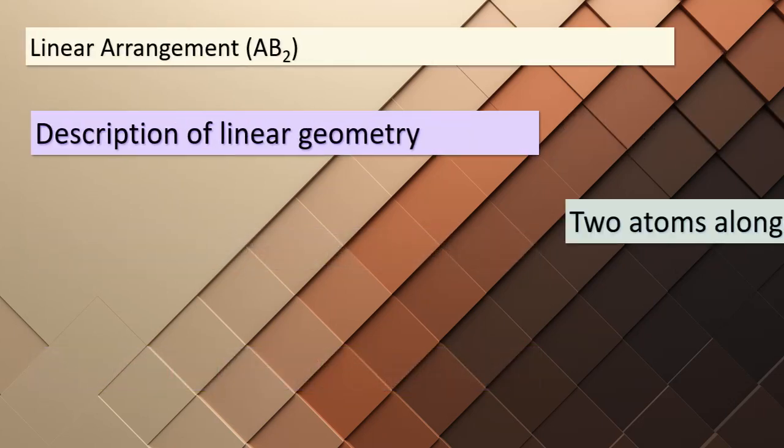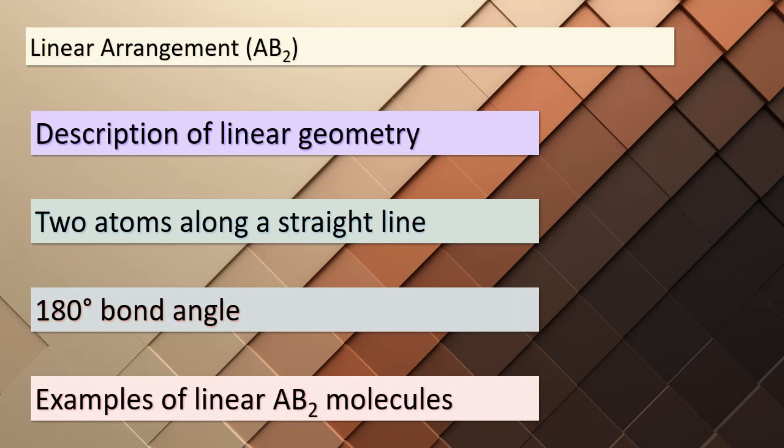Alright, students, let's start with the first basic geometric arrangement, the linear configuration. In this setup, we have 2 atoms, A and B, positioned in a straight line. The bond angle between them measures a perfect 180 degrees. You can imagine this as if they're forming a line segment. Examples of molecules with linear geometry include those where an atom A is bonded to just 2 atoms B. This straightforward arrangement sets the stage for our exploration into more complex shapes.